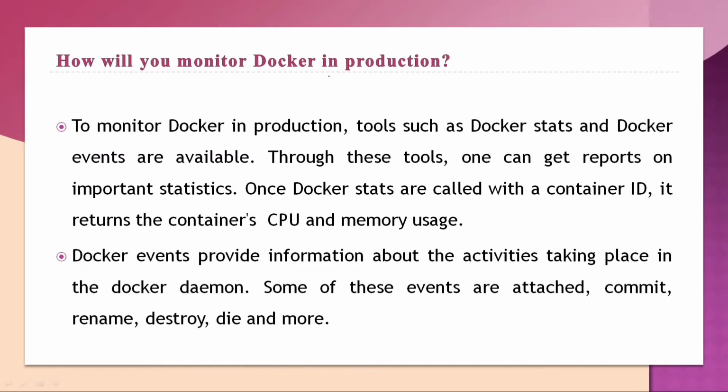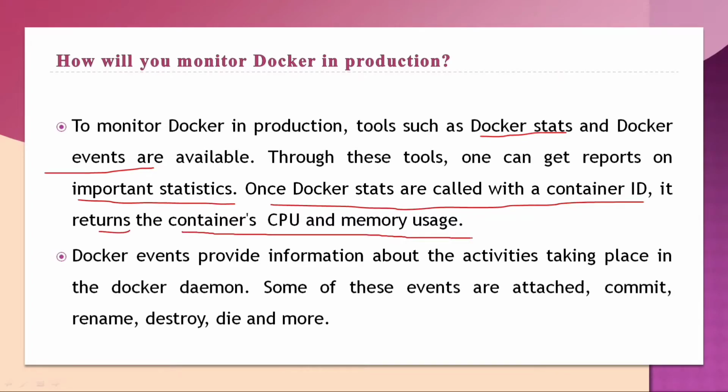How will you monitor Docker in production? To monitor Docker in production, tools such as docker stats and docker events are available. Through these tools, one can get reports on important statistics. If you call docker stats with a container ID, it will return the container's CPU and memory usage details. And docker events provides information about activities taking place in the Docker daemon.